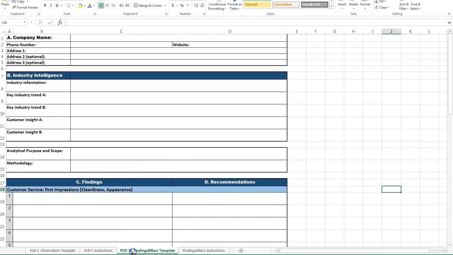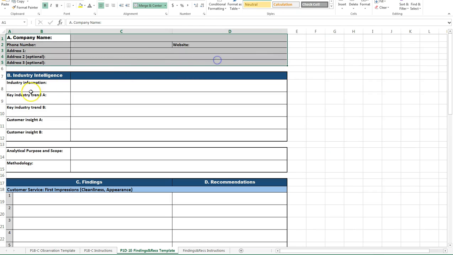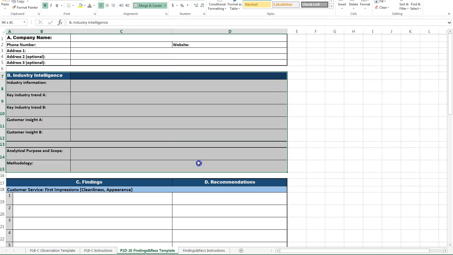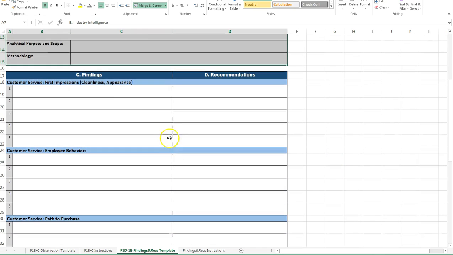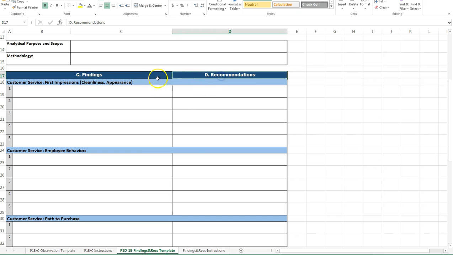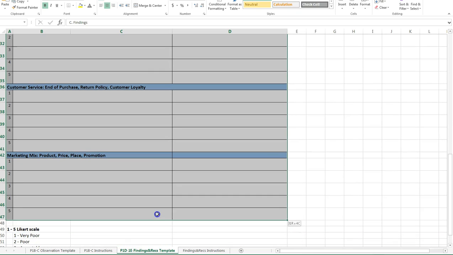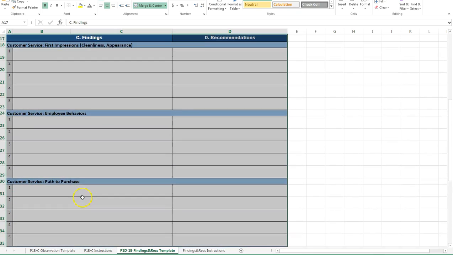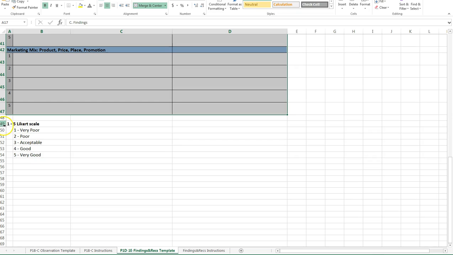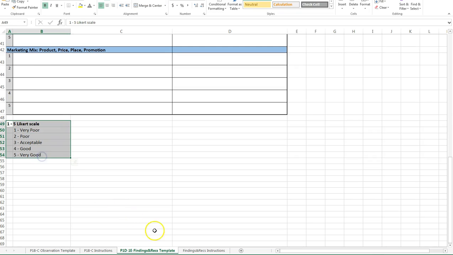Project 1D, 1E basically pulls everything together. And there are 4 sections. There is section A, which is the company information, B, which is the industry intelligence, including your own intelligence that you're bringing into the project. And then section C and D, C being the findings and D being the recommendations. And you'll find these are the same areas that you observed. And at the bottom is a reminder of what the Likert scale is that you used.